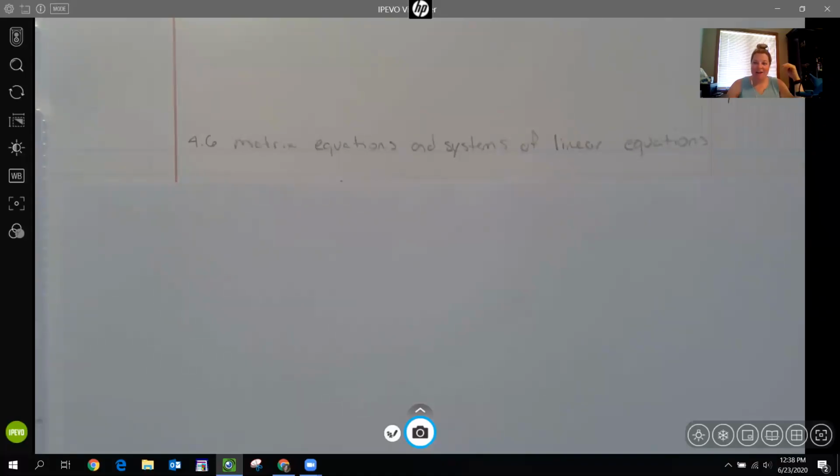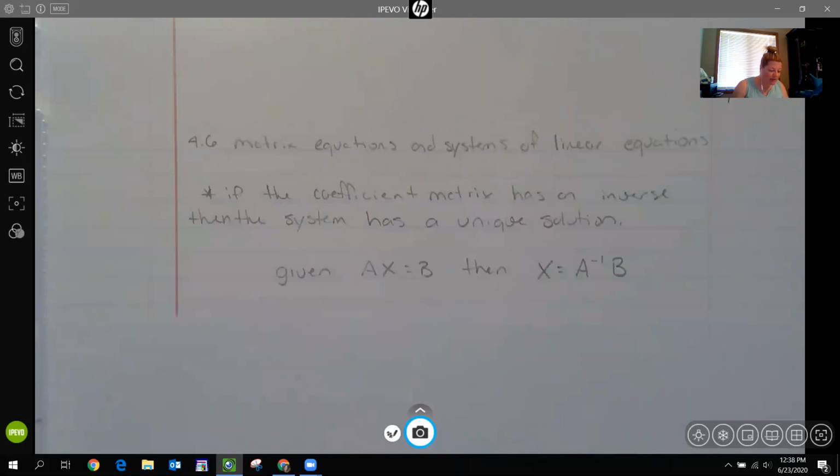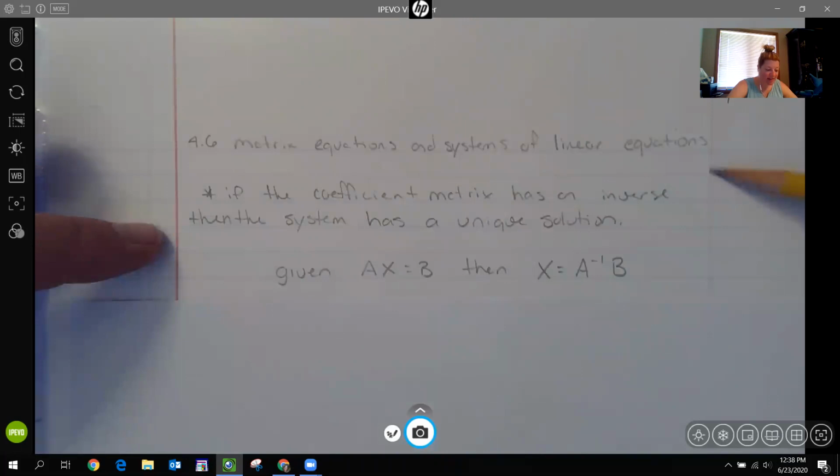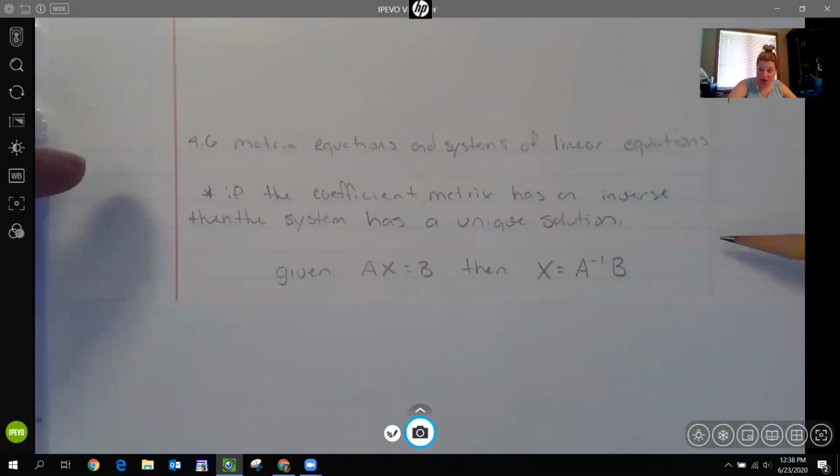Okay, this video is going to help with 4-6, and this is matrix equations and systems of linear equations. So basically, how are we going to use this inverse that we've been doing in the last section to solve a system of equations? Okay, so if the coefficient matrix has an inverse, then the system has a unique solution.